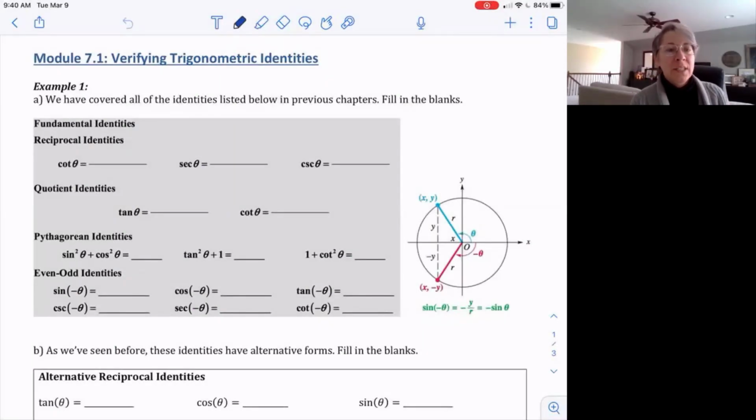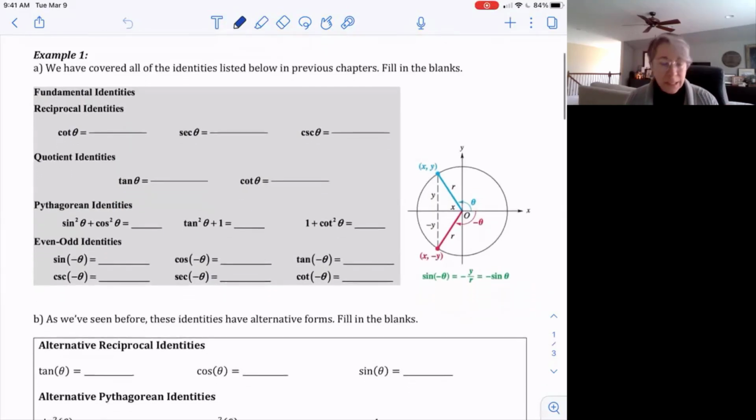Hi, team. We are ready for section 7.1, verifying trigonometric identities. Now, everything that is in the gray box we've already covered before, but we want to review each of these. We have the reciprocal identities.